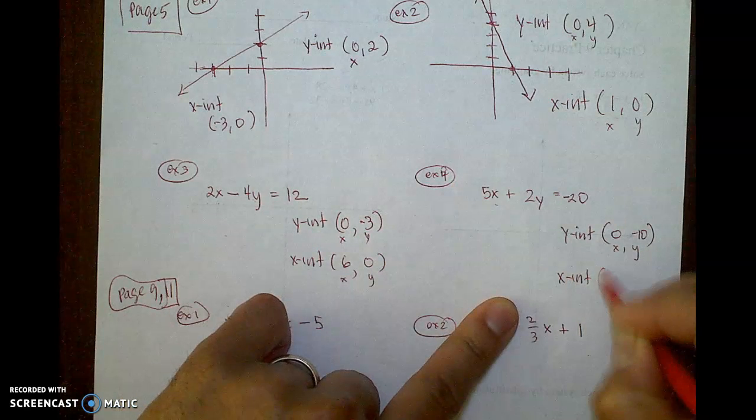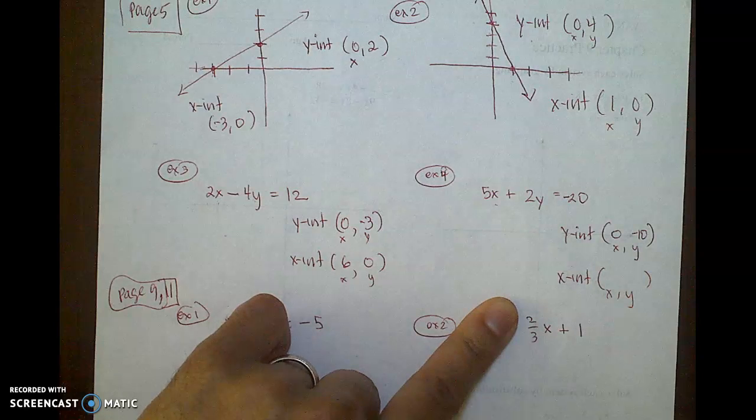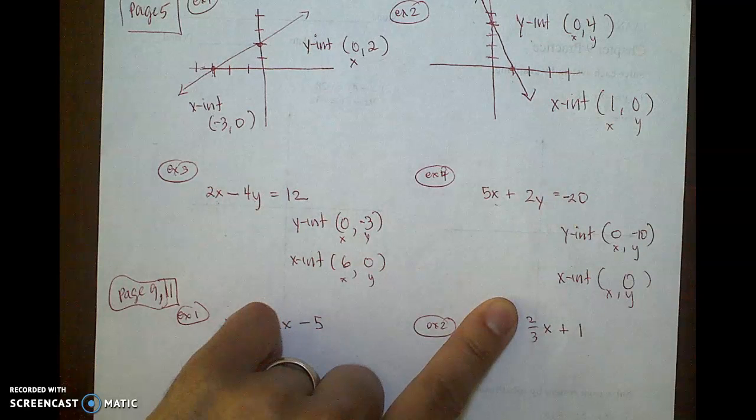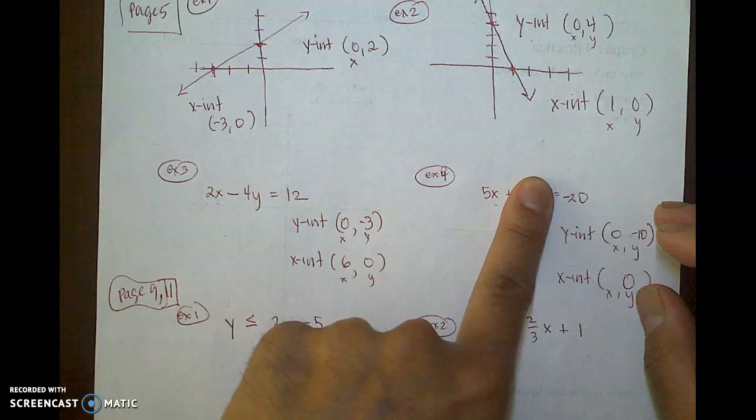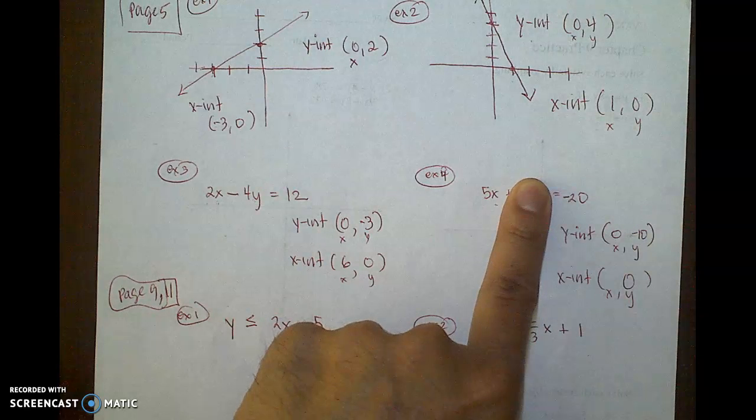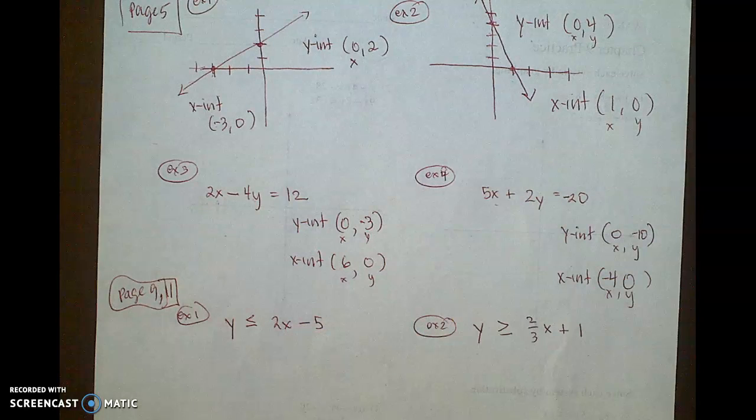For the x-intercept, the y is 0. So we plug 0 in for y. 2 times 0 is 0, so that goes away. We cover that up. We have 5x equals negative 20. Solving for x, we get x is equal to negative 4. So there's our x-intercept.